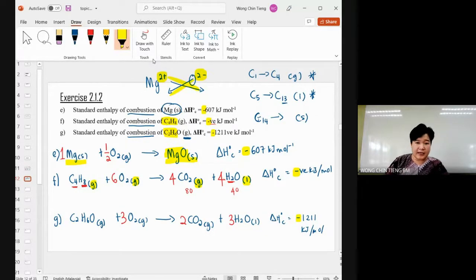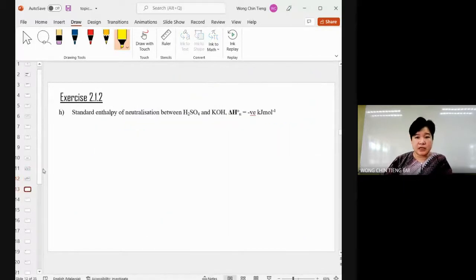Okay? And if you are getting your hydrocarbon, then product mesti adalah carbon dioxide and water. Water mesti dalam keadaan liquid sebab dia dalam keadaan standard. Alright, berhati-hati ya, bukan vapor, bukan wap air. Alright. Next. Enthalpy of neutralization.